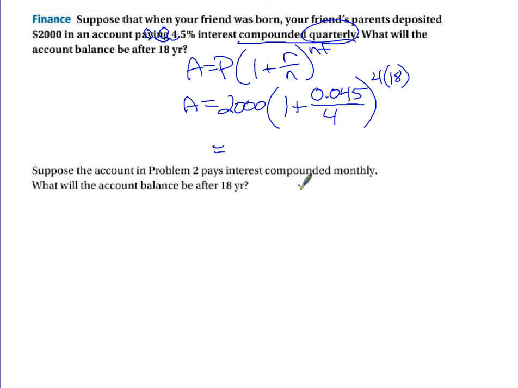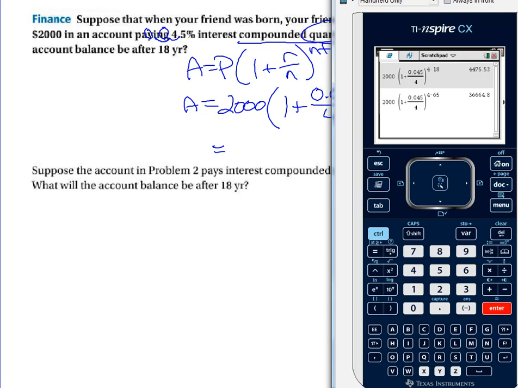All right, let's see if we answered the next problem. Suppose the account pays interest compounded monthly. What will the account balance be after 18 years? So maybe instead of going to Bighorn Fed with this measly quarterly compounding, they go over to Security State, and I'm just making it up by the way, and they get compounded monthly. So which problem do I need to change here?